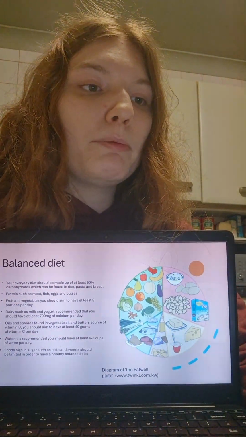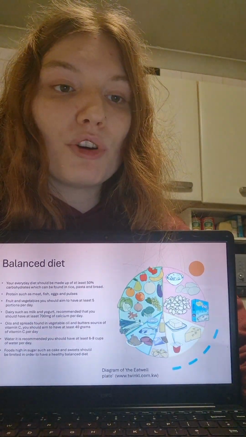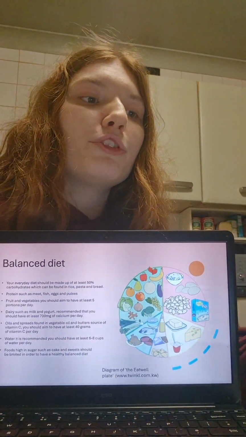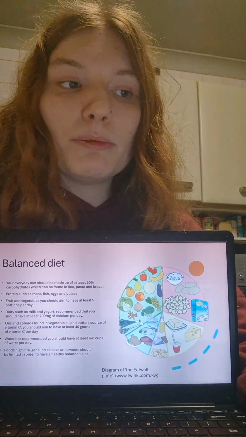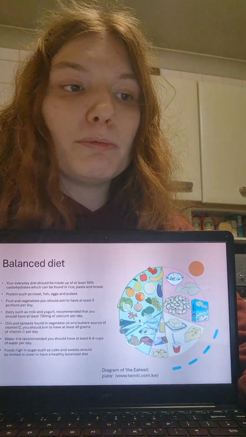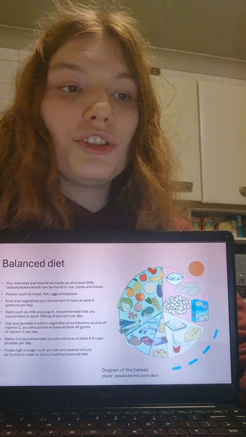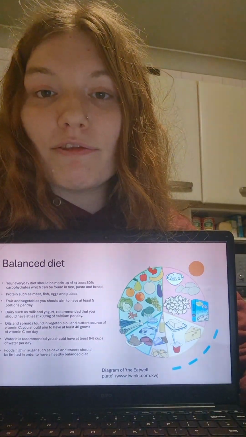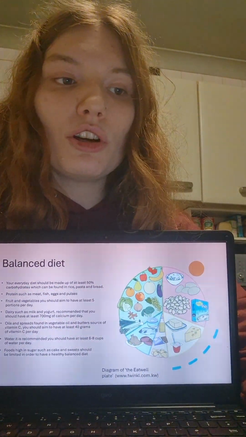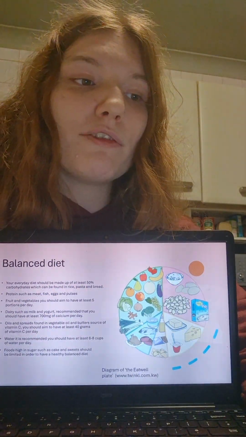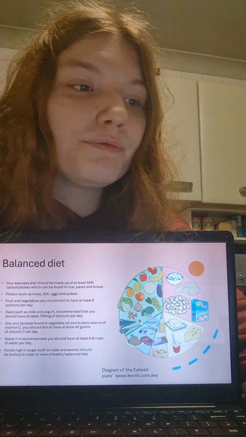Your diet should be made up of at least 50% carbohydrates, which can be found in rice, pasta, and bread. Protein. It should also be made up of protein, such as meat, fish, eggs and pulses. Fruit and vegetables, you should aim to have at least 5 portions per day. Dairy, such as milk and yogurt, it is recommended that you have around 700 milligrams of calcium per day.